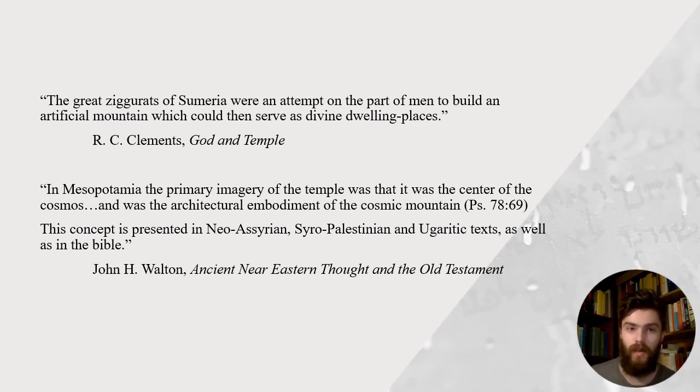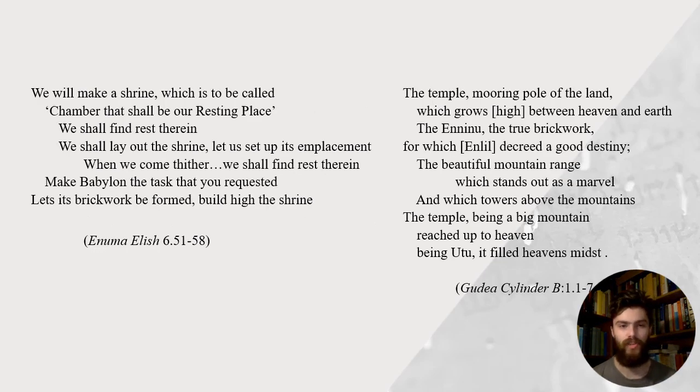He says that in Mesopotamia, the primary imagery of the temple was that it was the center of the cosmos and was the architectural embodiment of the cosmic mountain. This concept is present in Neo-Assyrian, Syro-Palestinian, and Ugaritic texts, as well as in the Bible. So these are just a couple of examples of these texts. We read in the Enuma Elish that once Marduk defeats Tiamat, he then builds a sanctuary to rest in, very much like the temple language of Genesis 1.